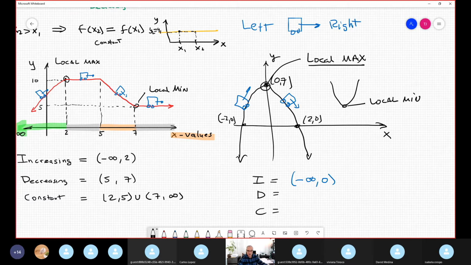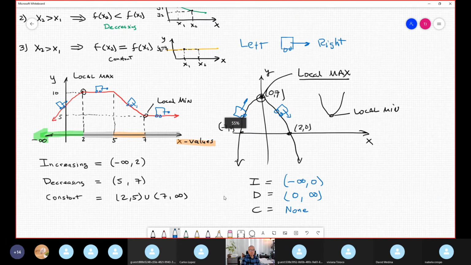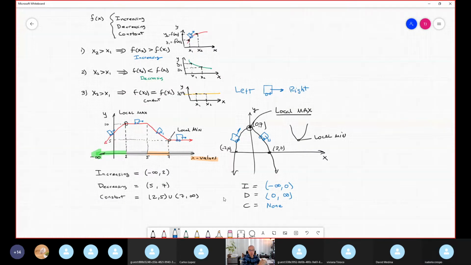So now decreasing is from 0 to infinity. Of course, 0 is not included in the interval because 0 is a local max. And what about constant? Never. And you can indicate none. Super good or no? Any question? All good.